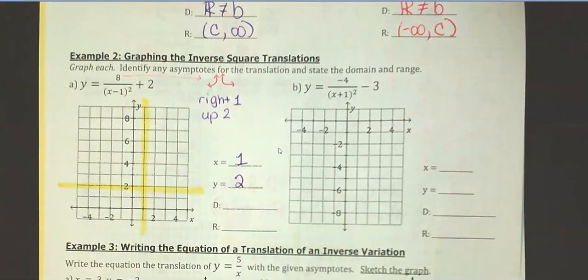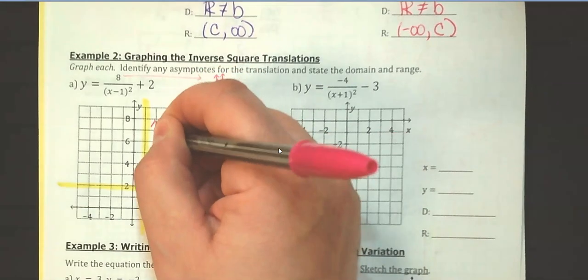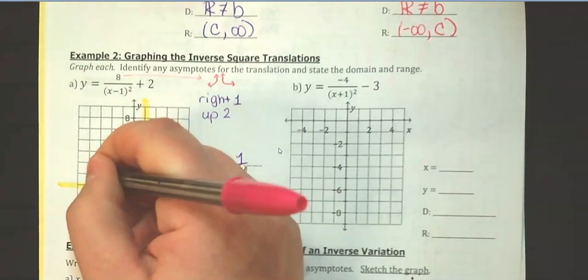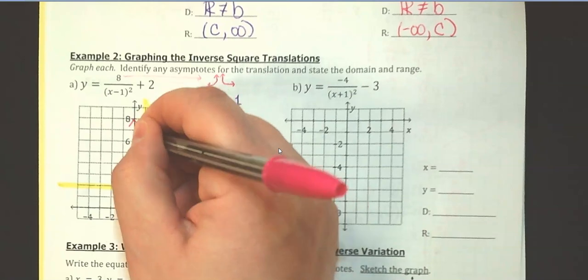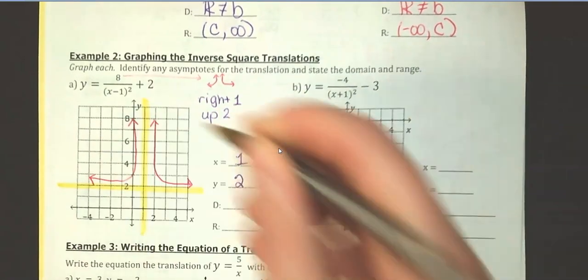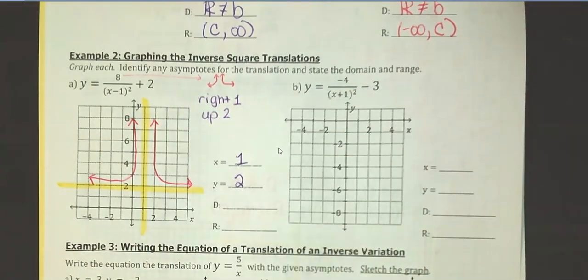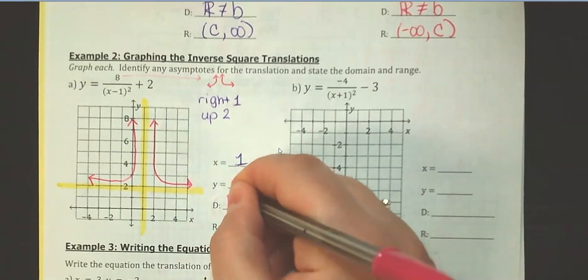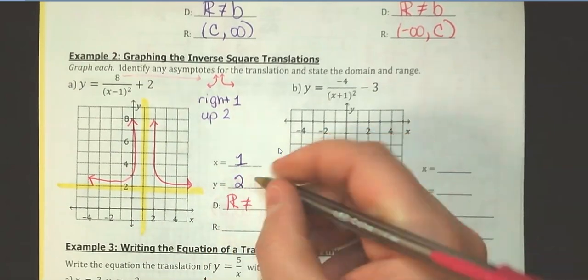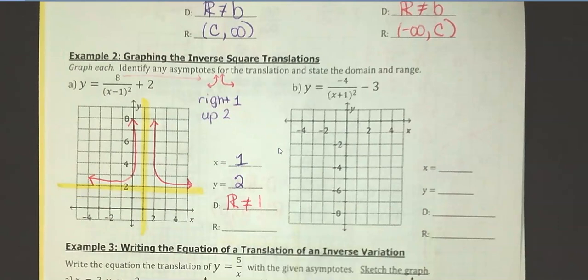Now, both of the branches, because it's squared on the bottom, don't FOIL it or anything, but it's squared on the bottom. That's what's going to tell you the branches are going to go the same direction. So we're just going to sketch this. And it doesn't have to be perfect, just do your best to not draw it over the asymptote. Your domain, you're going left and right forever, but you're not touching the number in between the two branches, which should just correspond to whatever you wrote down for your vertical asymptote. So I'm going to say all the real numbers, but not 1.